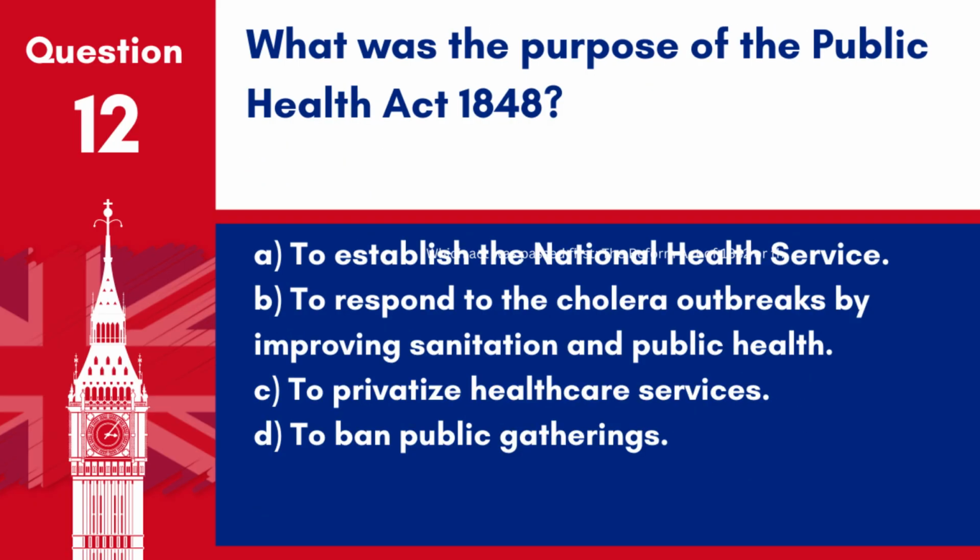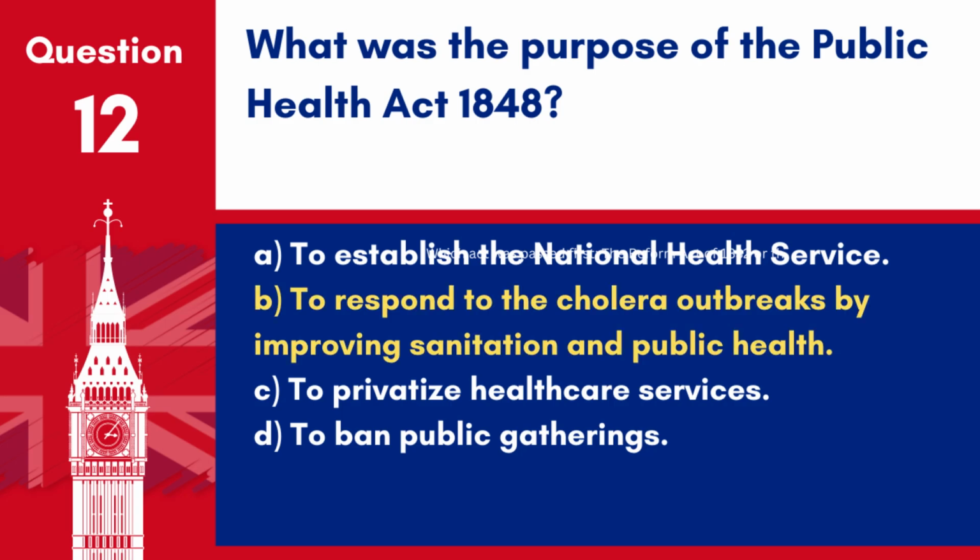Question 12. What was the purpose of the Public Health Act 1848? A. To establish the National Health Service. B. To respond to the cholera outbreaks by improving sanitation and public health. C. To privatise healthcare services. D. To ban public gatherings.